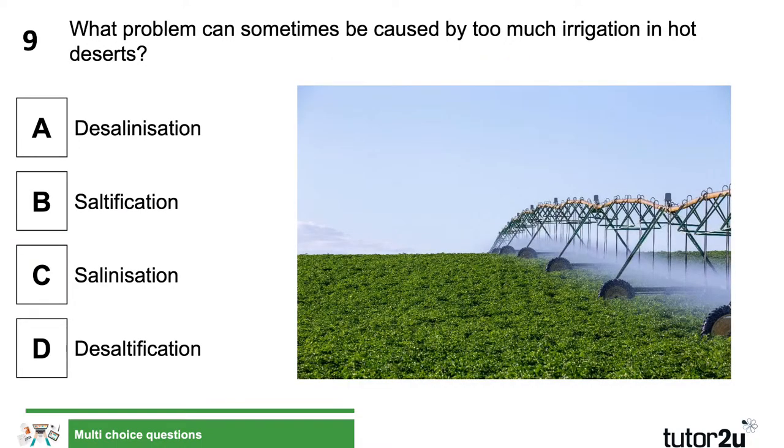Number nine, please. What problem can sometimes be caused by too much irrigation in hot deserts? Is it desalinization, A, saltification, B, salinization, C, or desaltification, D? Make your selection for number 9, A, B, C, or D.